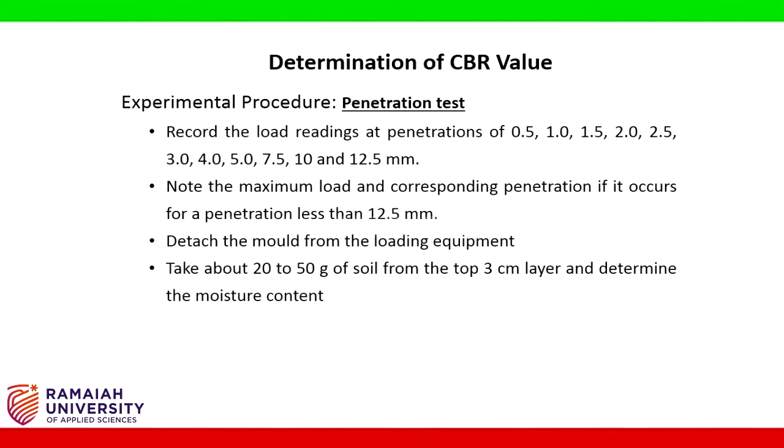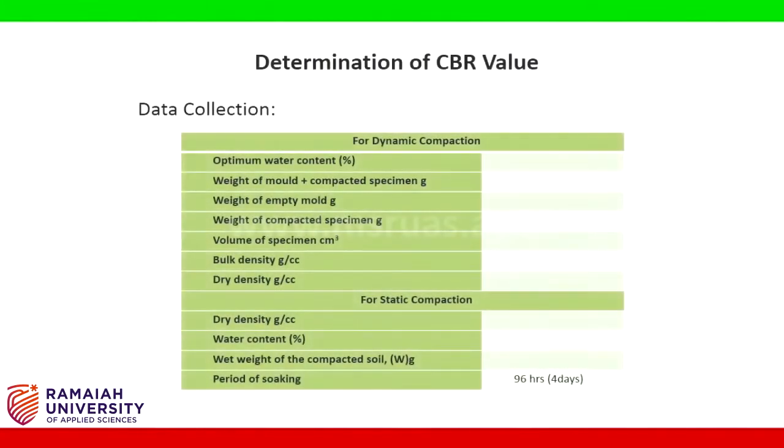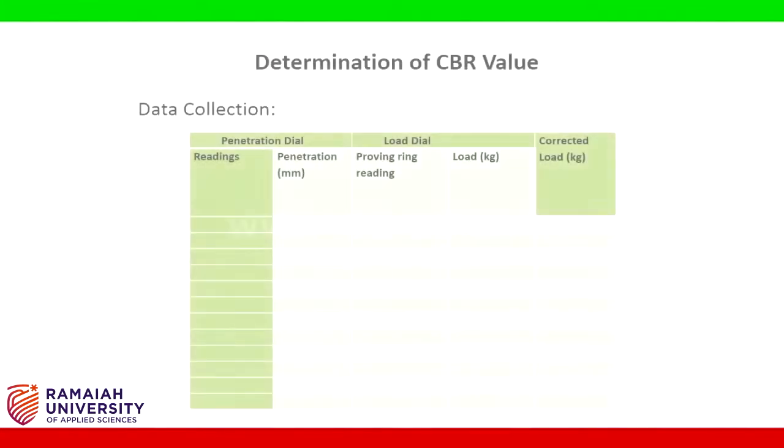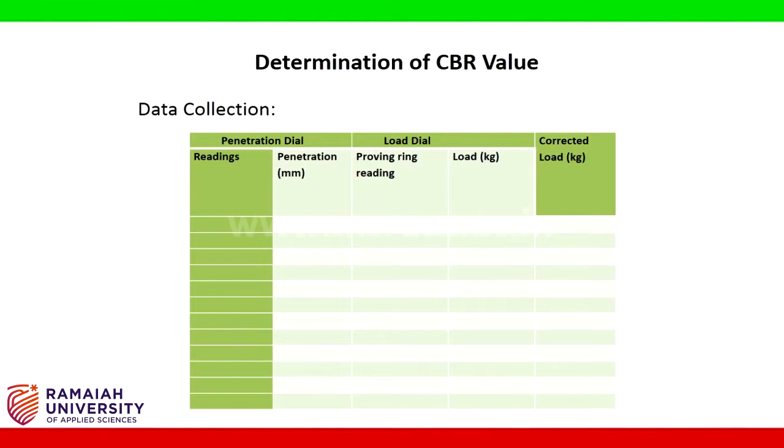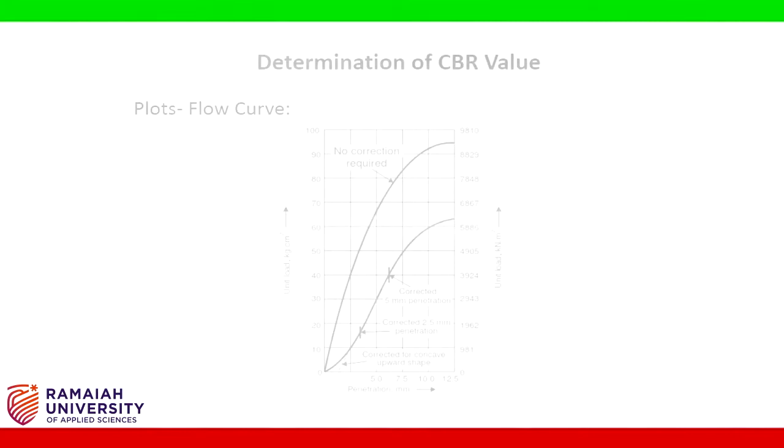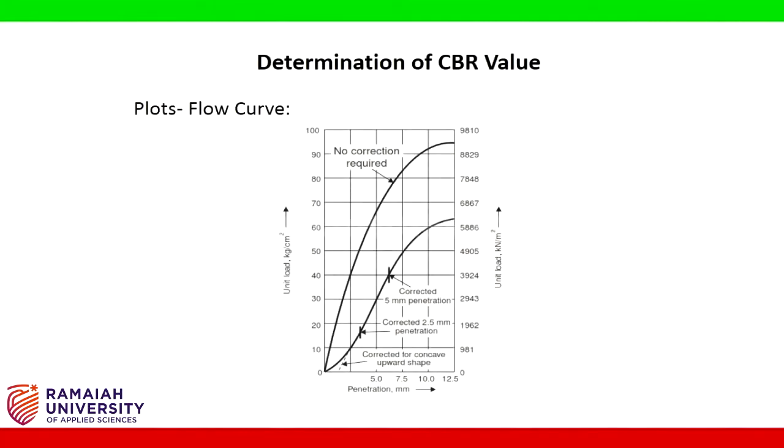Detach the mold from the loading equipment. Take about 20 to 50 grams of soil from the top 3 cm layer and determine the moisture content. Data collection and tabulation is as shown in the tables. Flow curve obtained is as shown in the figure.